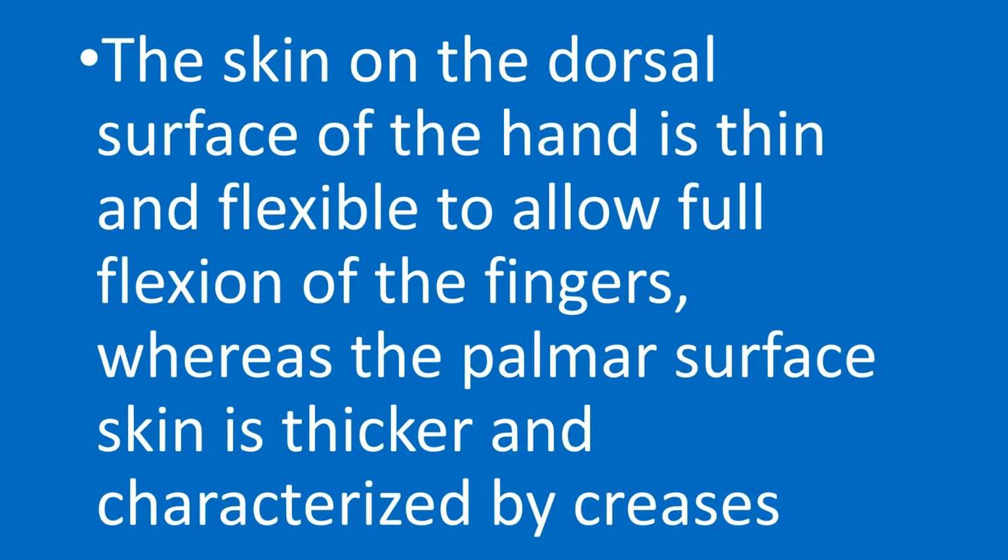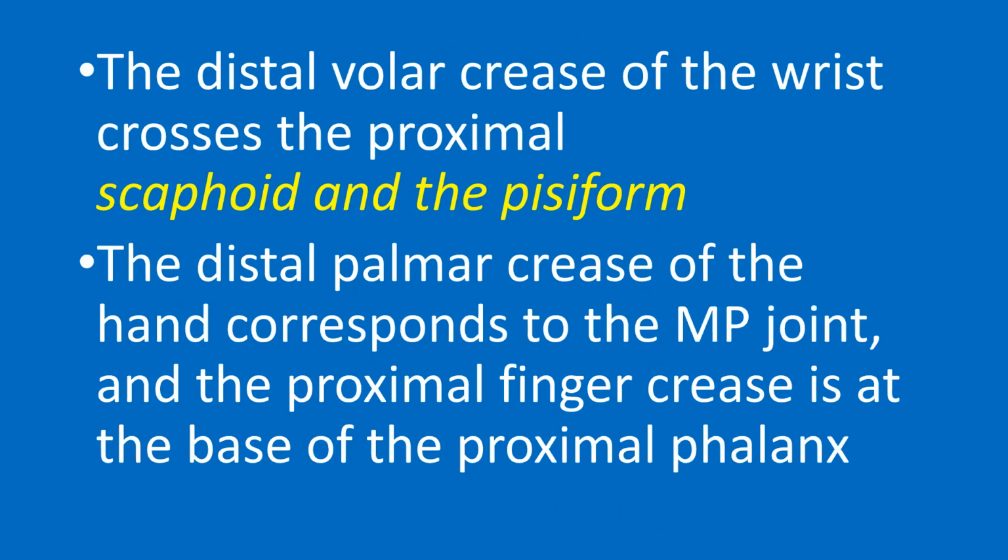The volar crease and the proximal volar crease, the proximal scaphoid and the pisiform are in line with the distal volar crease. إذا بتشقوا على distal volar crease بتلاقي دغري تحت منهم موجود السكافويد and the pisiform. The distal palmar crease of the hand corresponds to the MP joint. And these would help you tremendously while you're doing surgery on the hand.